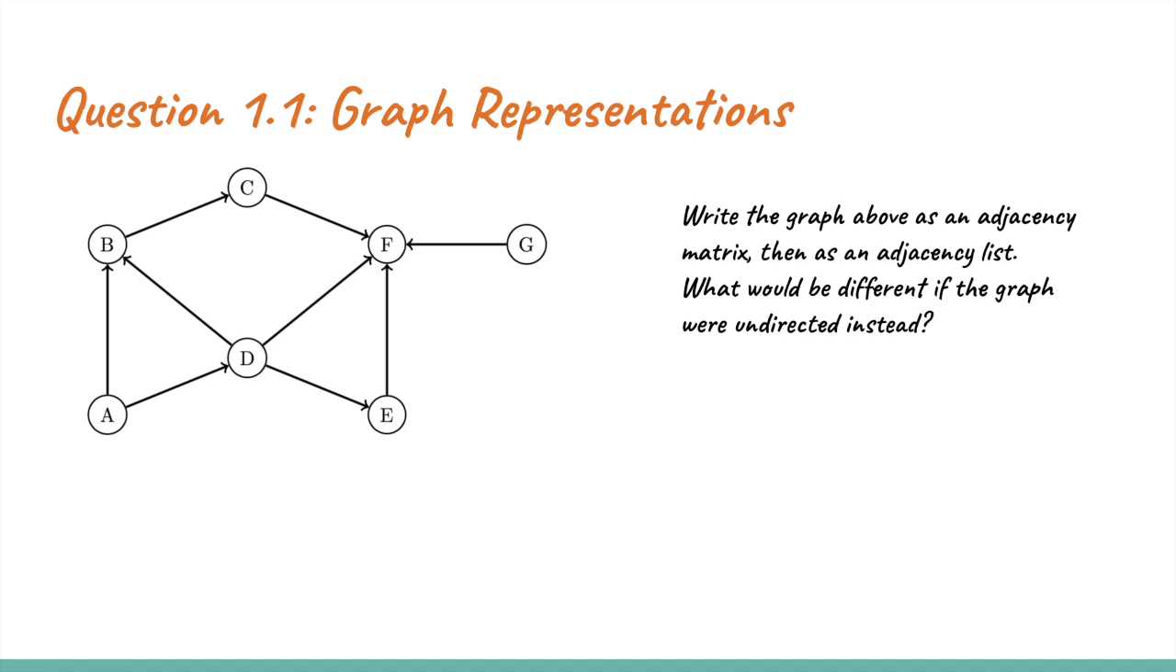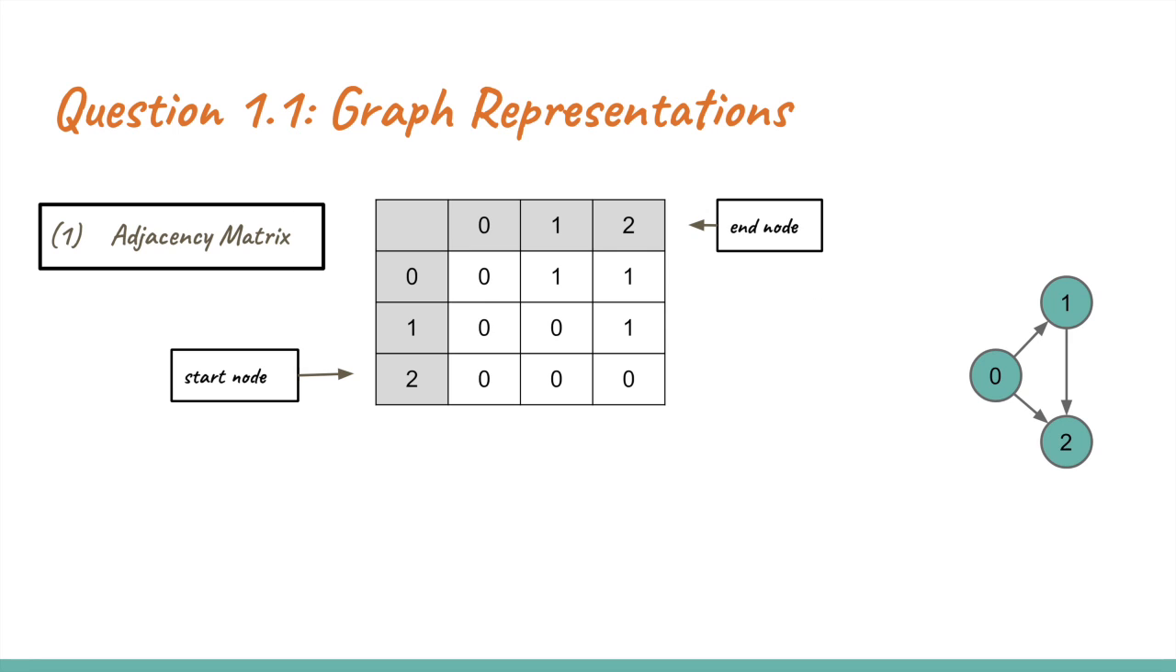In the first question, we are given the following graph and want to represent it as an adjacency matrix and then as an adjacency list. So let's first go over what those are.